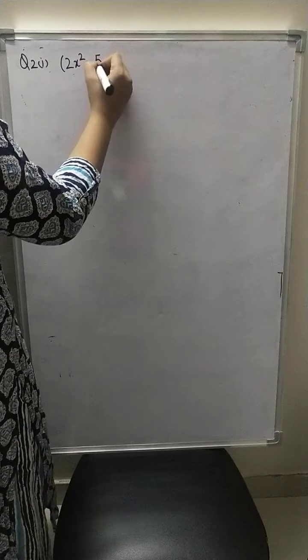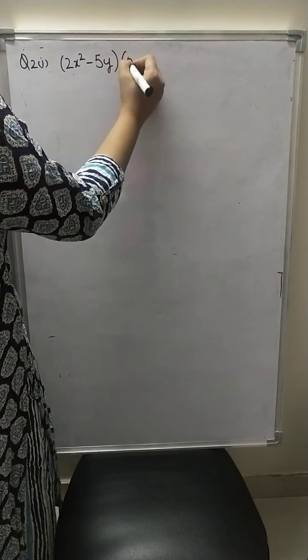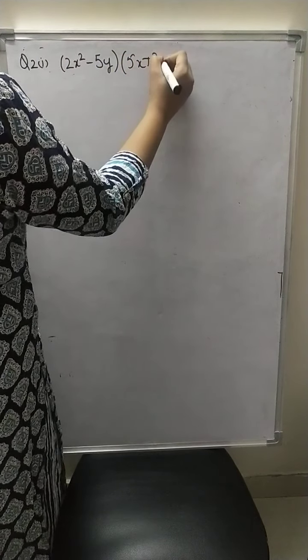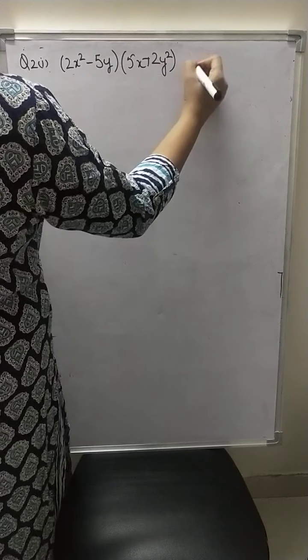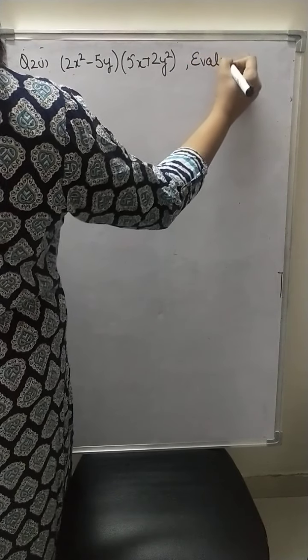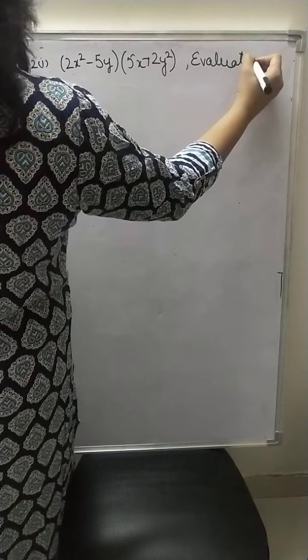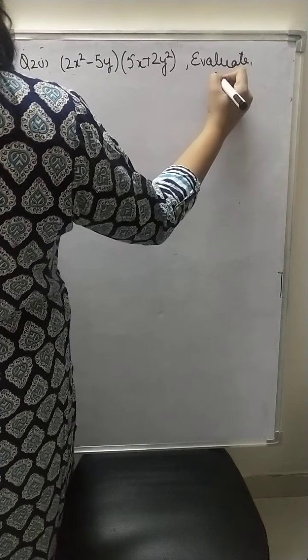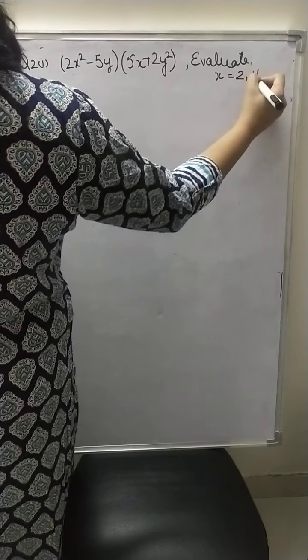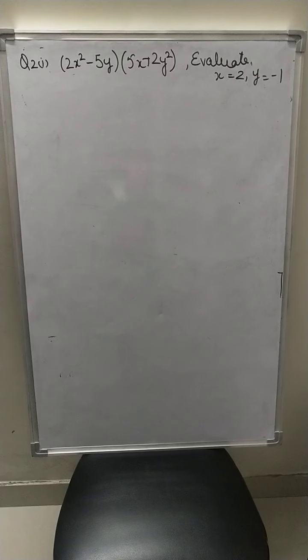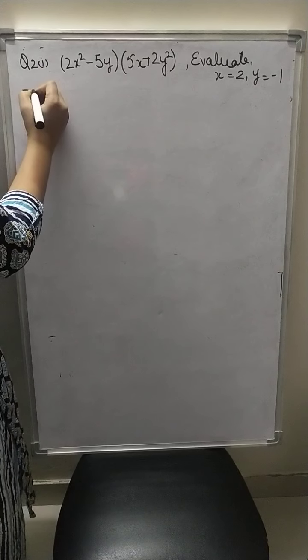So hello class 7th, let's do question number 2 first part. As many of you have not understood, so I am doing it again. Now I say we will evaluate for x is 2 and y is -1. Alright, so now first of all we are going to multiply by the rule which I have told you.